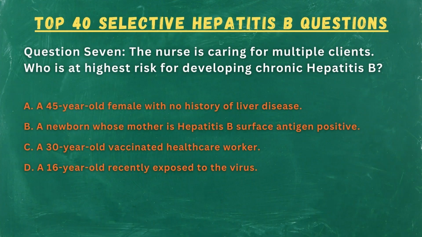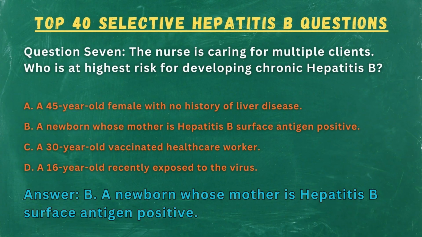Question 7. The nurse is caring for multiple clients. Who is at highest risk for developing chronic hepatitis B? A. A 45-year-old female with no history of liver disease. B. A newborn whose mother is hepatitis B surface antigen positive. C. A 30-year-old vaccinated healthcare worker. D. A 16-year-old recently exposed to the virus. Answer. B. A newborn whose mother is hepatitis B surface antigen positive.